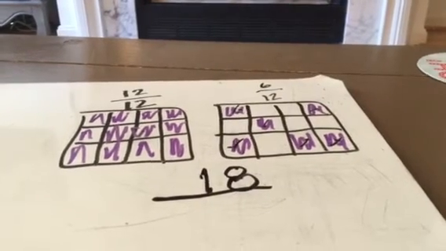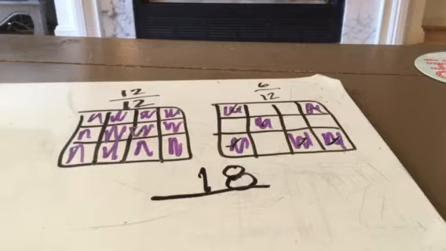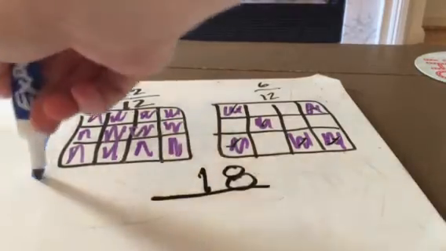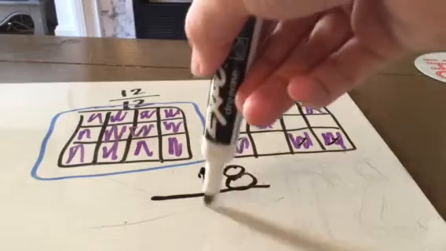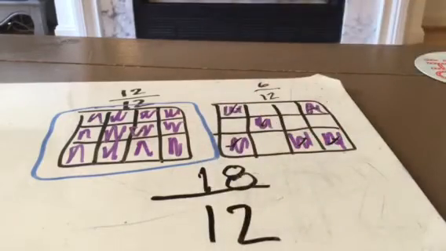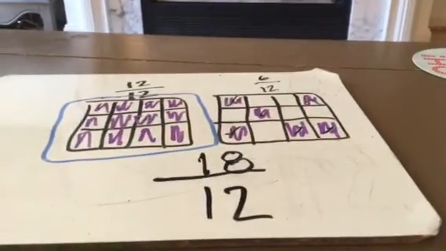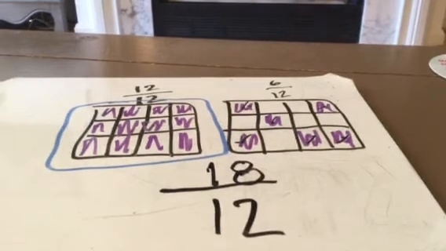Now your denominator is how many pieces are in what? Both wholes? No. How many pieces are in one whole? And one whole is that. So there are 12 pieces in one whole. So our fraction that's shaded is 18/12.